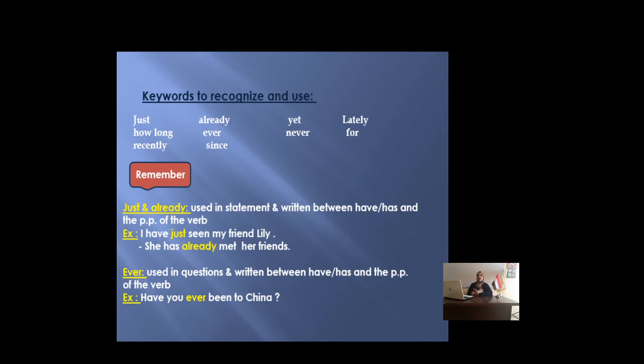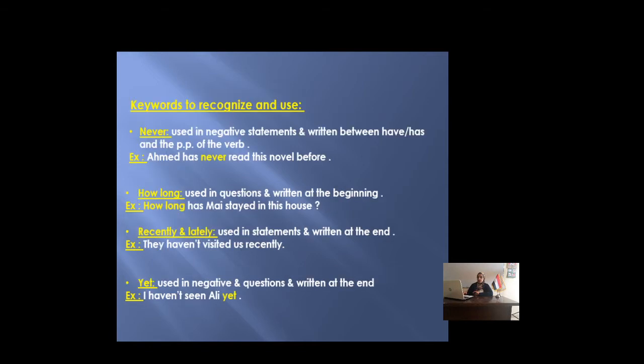Then we have the word ever, used in questions and written between have or has and the PP of the verb. So it's also inside the sandwich that we are talking about. Have you ever seen, or have you ever been to China? Let's go to slide 4.